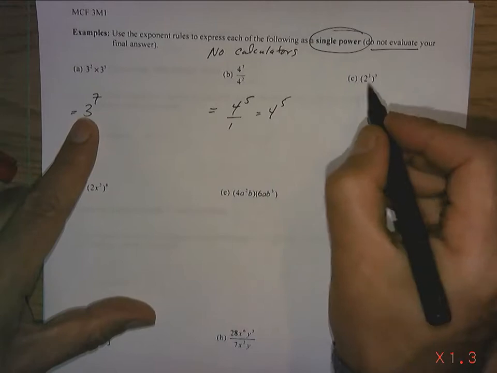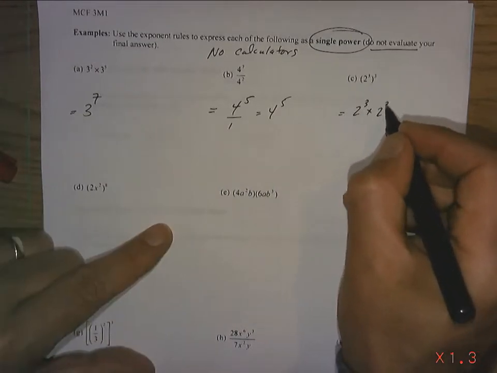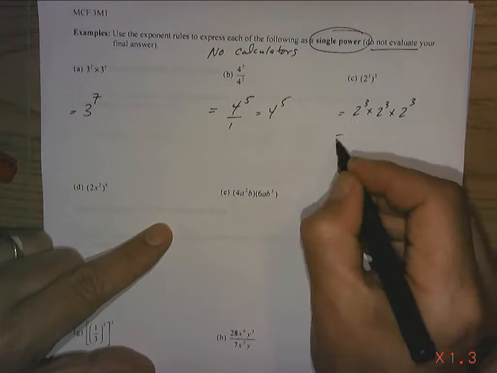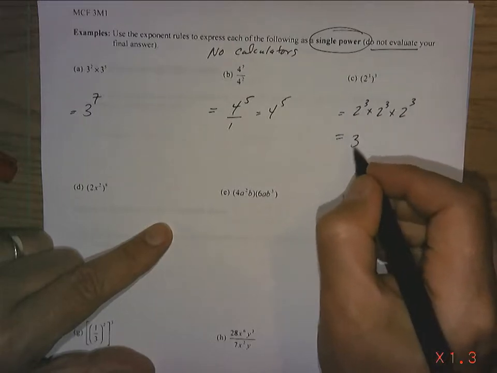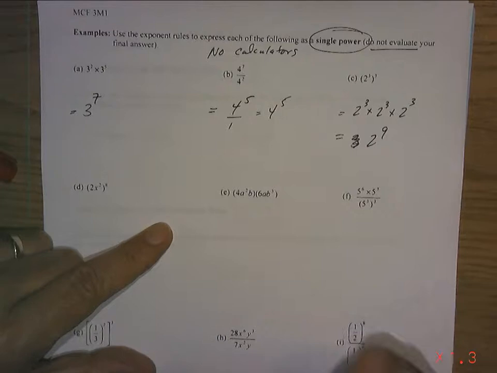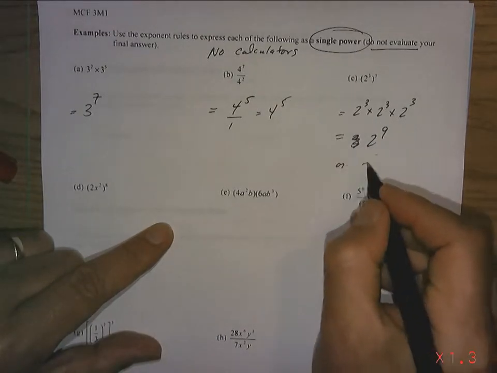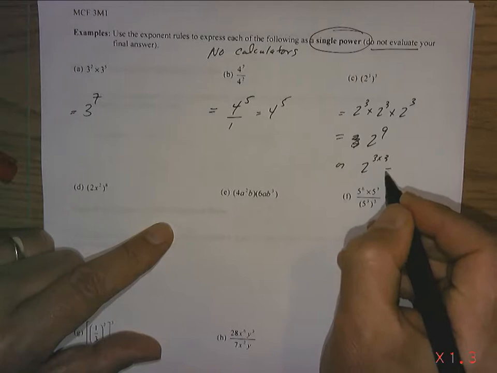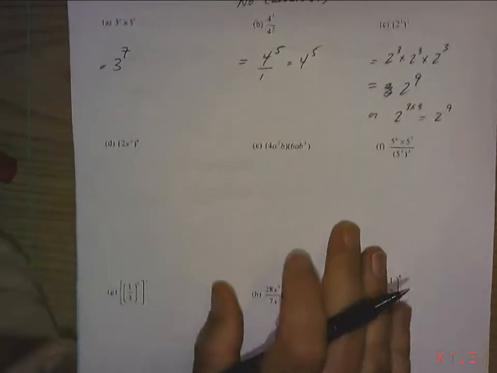2 to the 3, to the 3, well that is 2 to the 3 times 2 to the 3 times 2 to the 3, or if you remember your rules, it's 2 to the 3 times 3, which is 2 to the 9. 3 plus 3 plus 3 is 9, or 3 times 3 gives you 2 to the 9. Doesn't matter which one you use, just be able to do it.